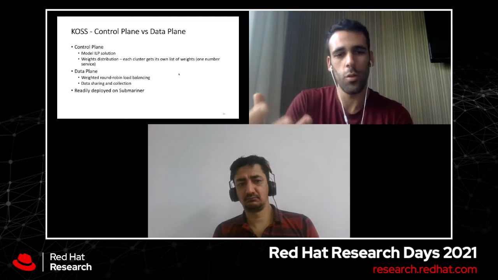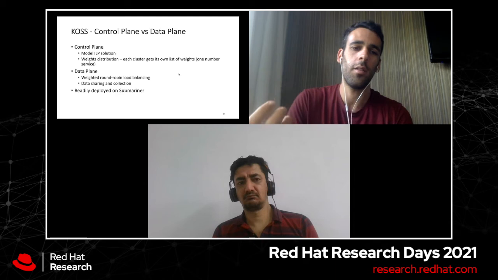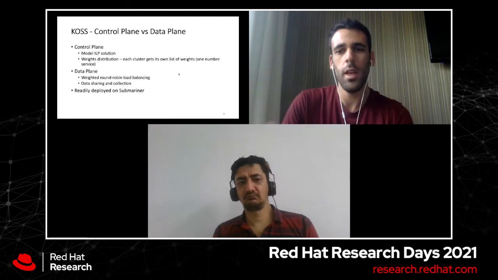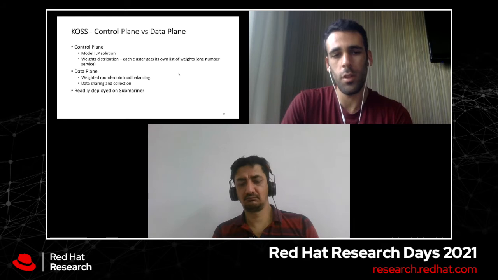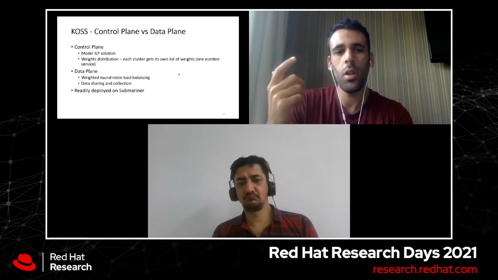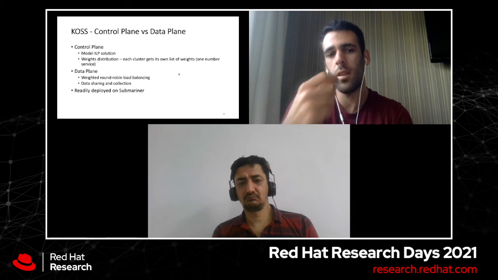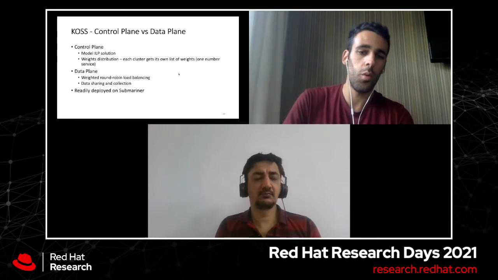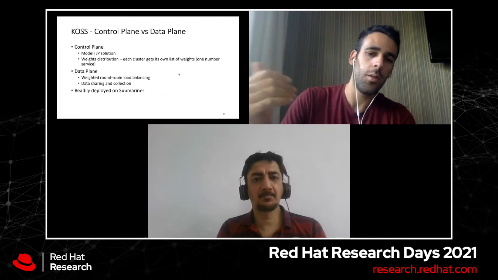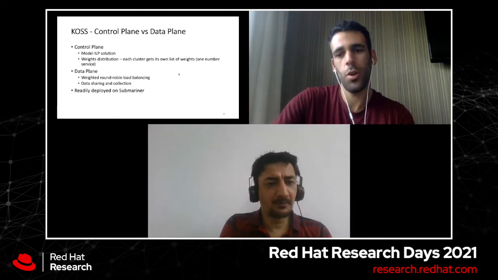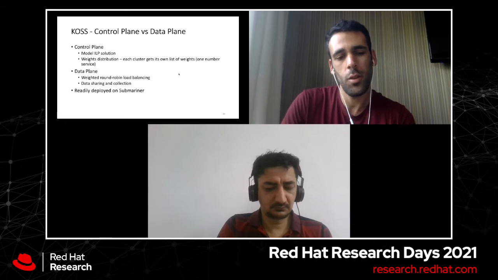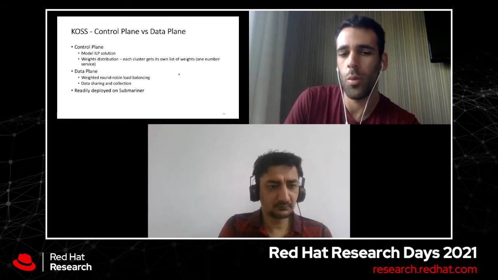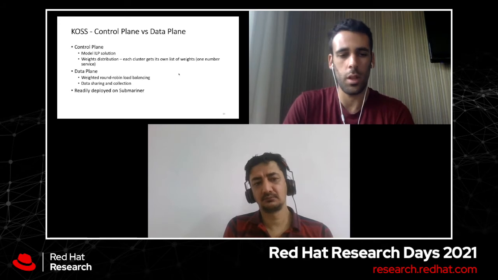Most of the construction and the solution of the problem will be done in the broker. The clusters will share the data into it. It will construct and solve the optimization problem. And from the solution, it will calculate weights. And these weights will be distributed back to the data plane, back to the clusters, so each one of them can make their own decision. Each cluster will get a list of weights per service, which would be the weights for each service instance in each other cluster, in all the different clusters. And the cluster will apply a simple weighted round robin load balancing technique, which is fairly simple and efficient.